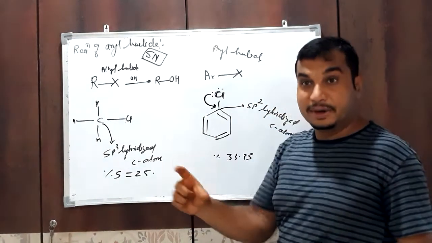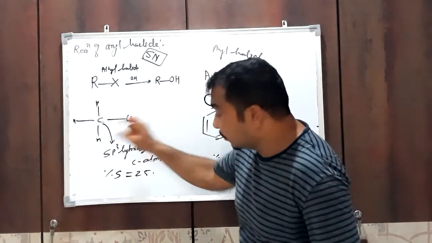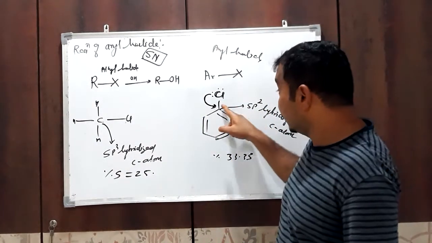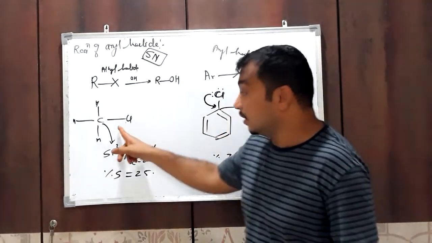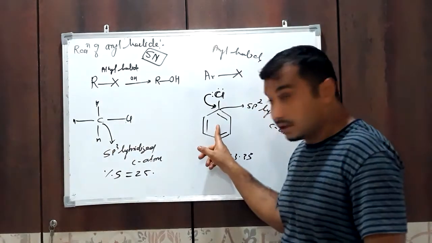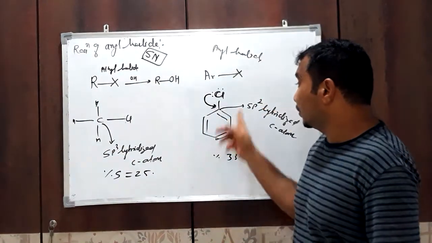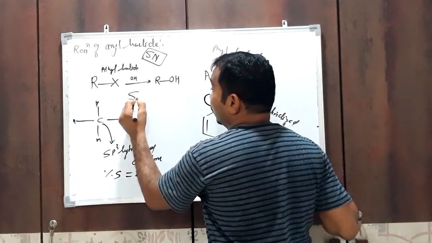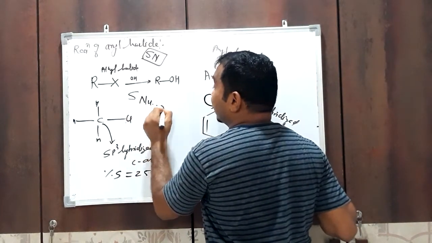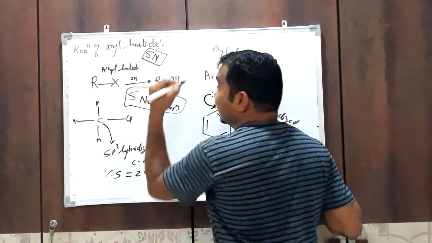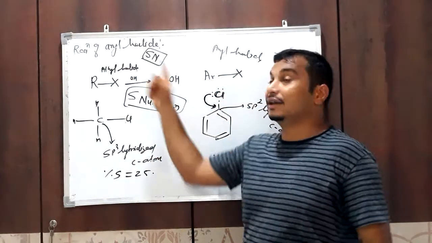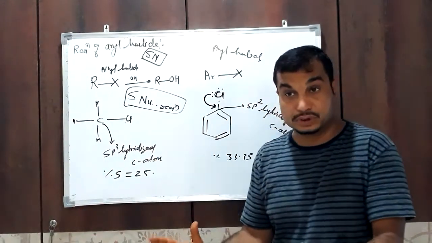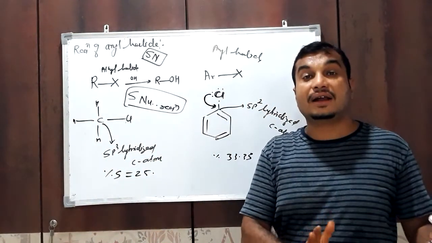And we know a double bond is stronger than a single bond, so much more energy is required to break this bond in aryl halide than in alkyl halide, because this bond is stronger than this bond. Therefore, the possibility of nucleophilic substitution reaction is very much less as compared to alkyl halide. It means alkyl halide easily undergoes nucleophilic substitution reaction than aryl halide.